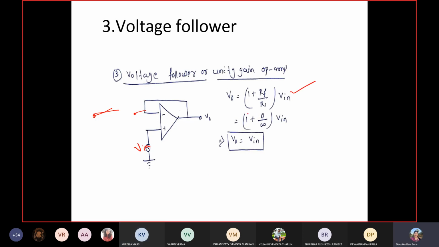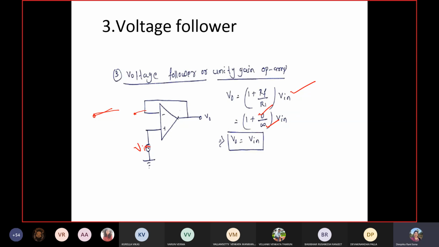So if you see the circuit, Rf is shorted. For the shorted path, what should be the resistance value? 0. That's why Rf is 0. And here see, R1 is not there. It means it is open. For the open path, what is the resistance value? Infinite. Right? So R1 is not there, it means it is open, so that R1 value is infinite.